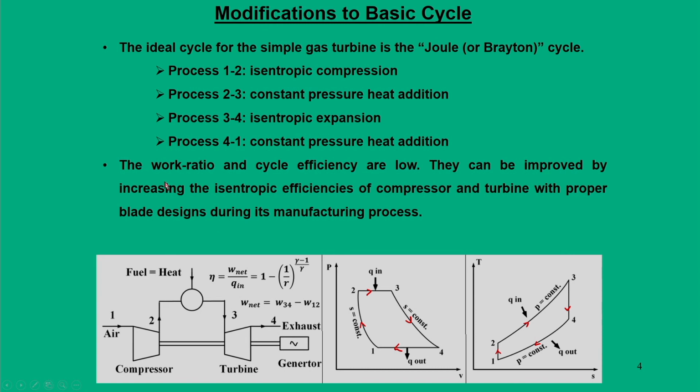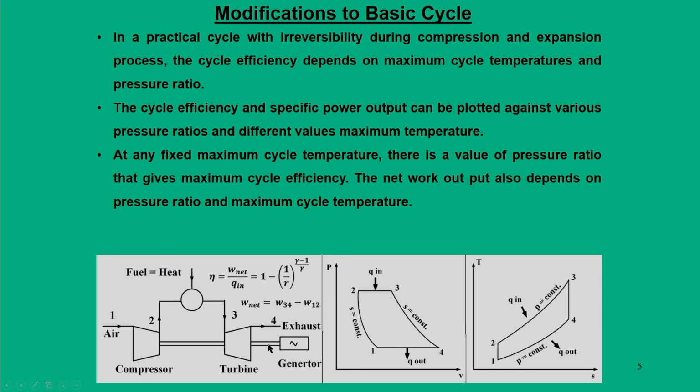What we observed is that the work ratio and cycle efficiency are very low in the basic cycles. They can be improved by increasing the isentropic efficiency of the compressor and turbine with proper blade design in the manufacturing process. So, basically, one thing is that we have to make the thermodynamic process in the compressor and turbine follow more and more isentropic nature, but that also has limitations.